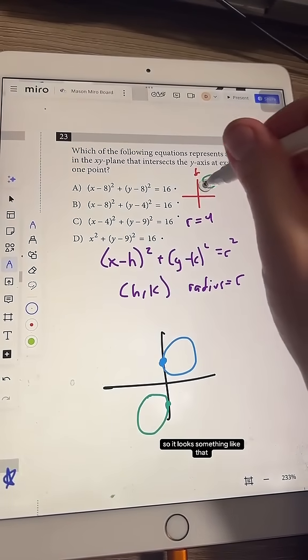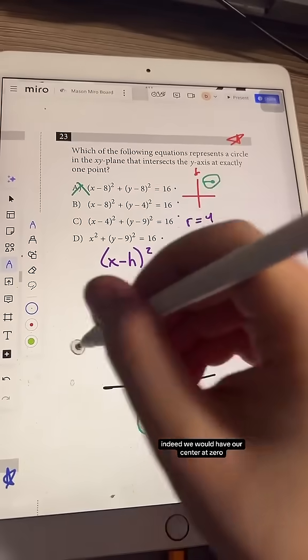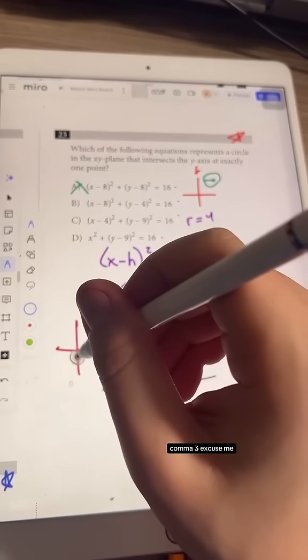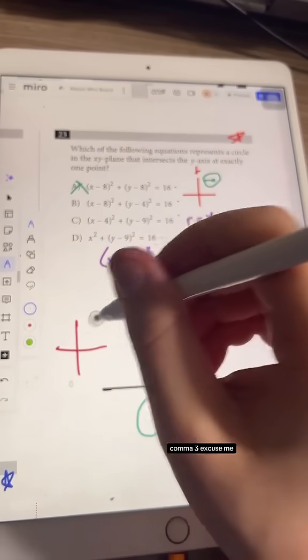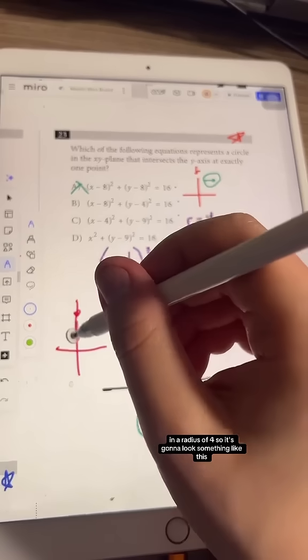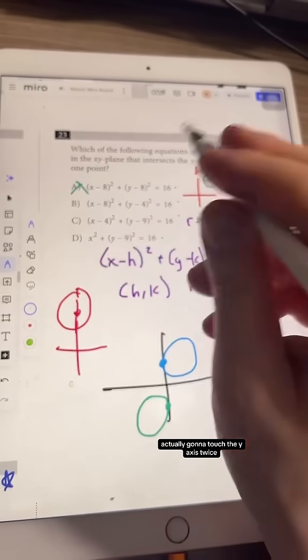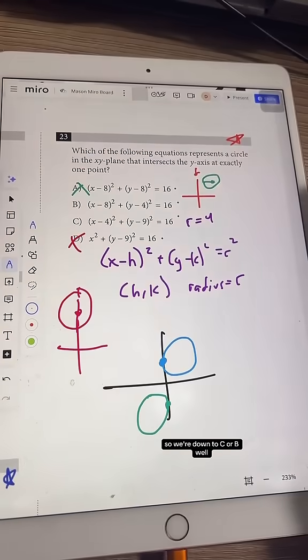So it would look something like that. It doesn't touch the x or the y-axis. In D, we would have our center at (0, 9), gotta be more careful than that, and a radius of 4. So it's going to look something like this. It's actually going to touch the y-axis twice. So we're down to C or B.